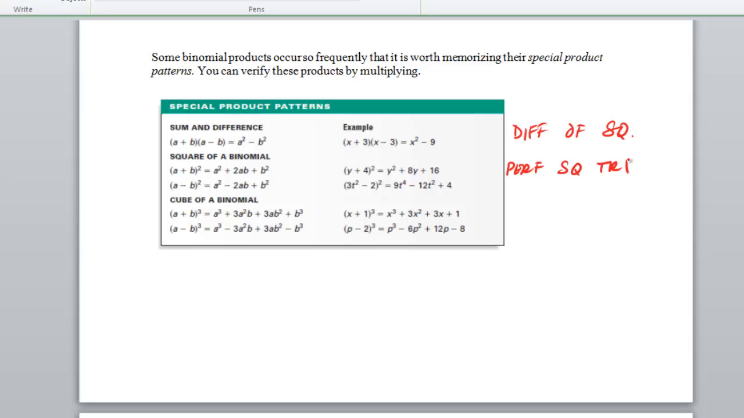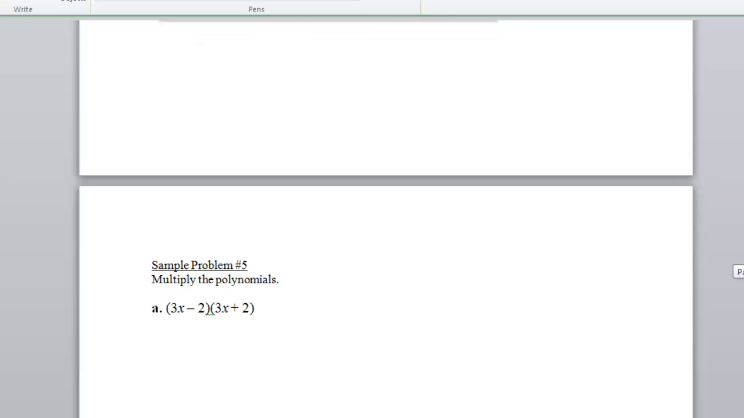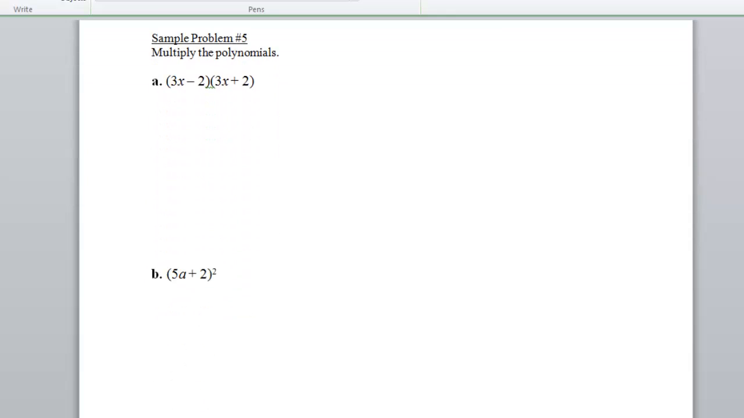So what I'm going to do here is show you both ways, and I'll let you decide whether you want to stick to the pattern or if you just want to do the distributive process. So go ahead and take the time to work these sample problems and then come back and look at the different ways and see which one you prefer best.